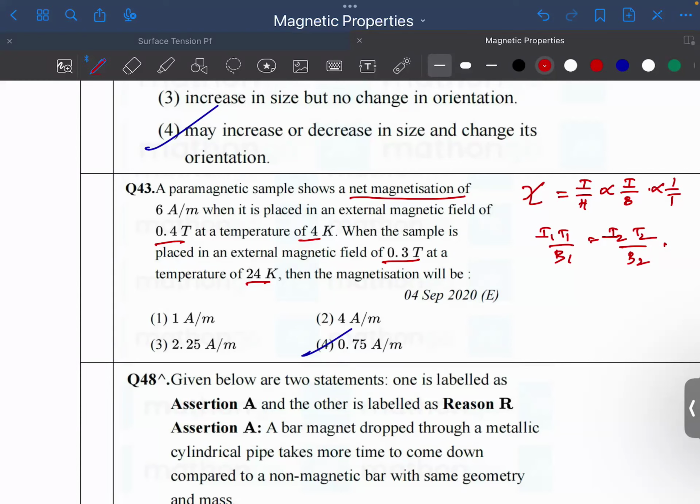I1 is 6. T1 is 4 Kelvin. B1 is 0.4. I2 is what we need to find. T2 is 24 Kelvin. B2 is 0.3. So I2 is 0.75 ampere per meter.